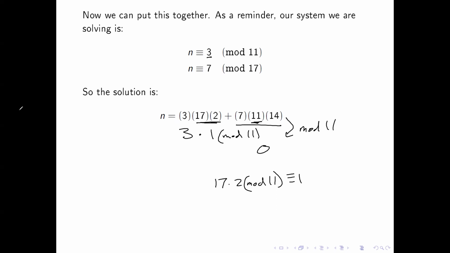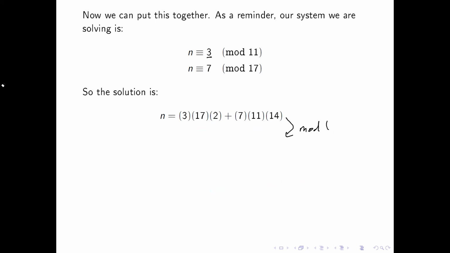Now, what if we go back and do the whole shebang over again, but this time, instead of mod 11, we do mod 17. Well, then this whole portion is 0 because of the 17. And this product is going to be 1 mod 17 because of how we found it. So this is 7 times 1, which is 7 mod 17.